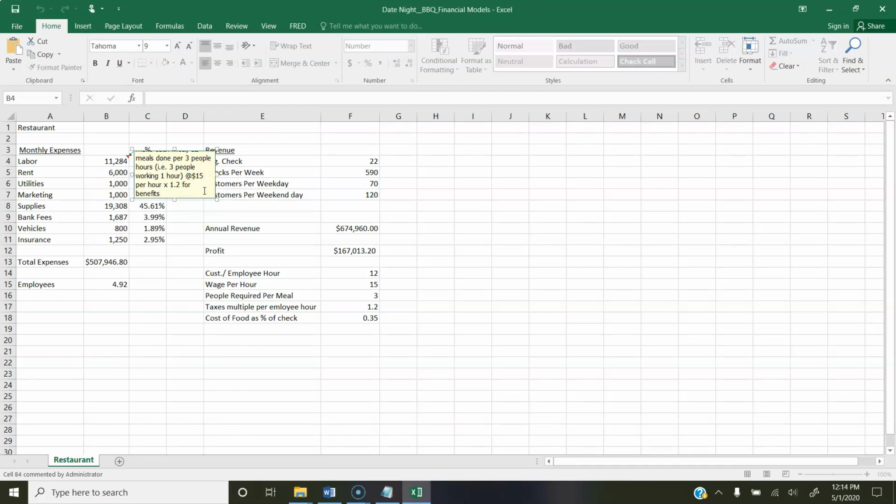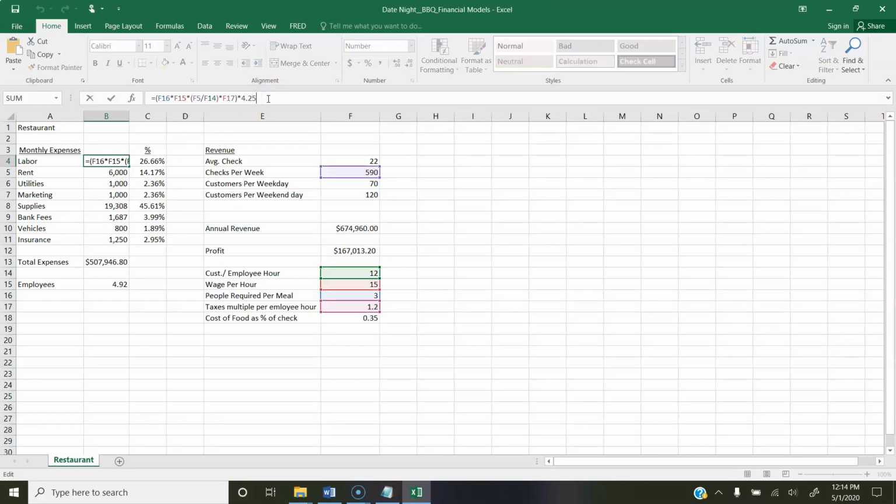How many meals are they going to make? Well, in this case, we're assuming that they'll be able to make about 12 meals for those 3 people in 1 hour. In other words, each person spends about 15 minutes on a meal here. Now, if we then assume that the typical person is working at $15 per hour, and we have to pay them benefits at 1.2 times, well, what do we get here? Well, we're going to tie this to our number of meals that we think we need to produce. So, what have we done? Well, let me go back and take a look at this after we get to the revenue side.